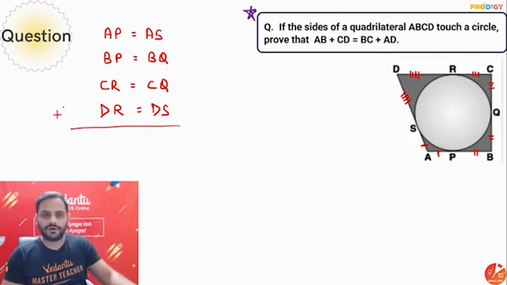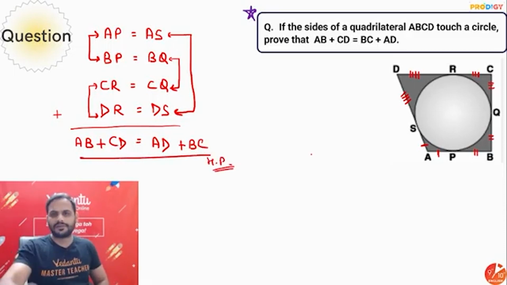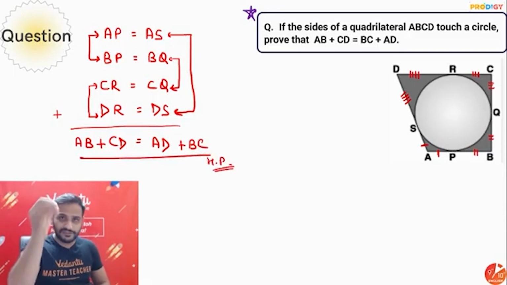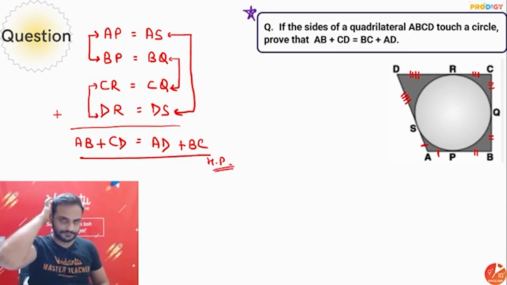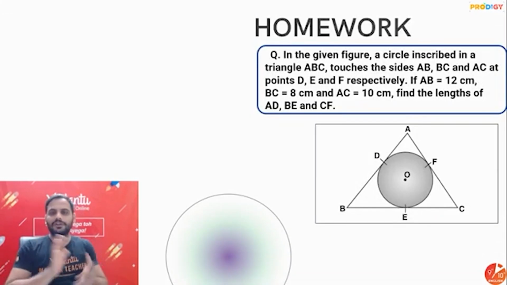Now, if I add all of them, AP plus BP is equal to AB, CR plus DR is equal to CD, AS plus DS is equal to AD, and BQ plus CQ is equal to BC. Hence proved. This proof is easy. Numericals come directly on this, so if you remember it, numericals will be easy to solve.